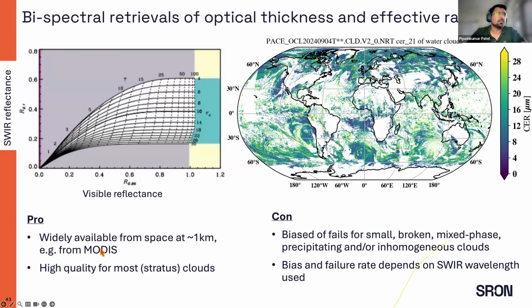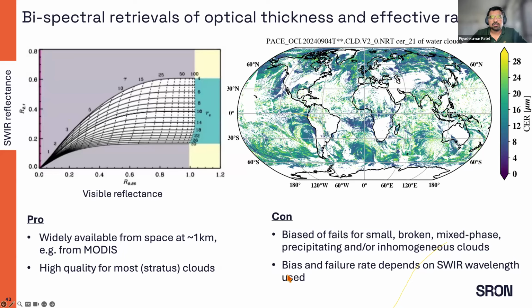Before that, I'll talk about the advantages. The advantage is that it gives information at very high resolution, which is 1 kilometer. It is the same as MODIS, the same algorithm applies in MODIS, but in OCI it is a more upgraded version. OCI also has a large field of view, so you get a large area covered within a single orbit. And we have high quality for most stratus cloud information.